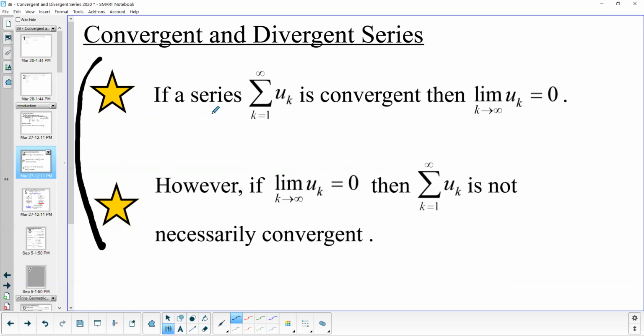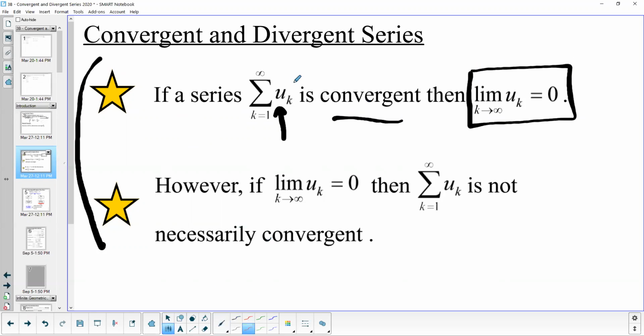But one of the things we need to focus on, again from section 3A, is the most important idea that if a series is convergent, then we know that the limit of u sub k is equal to 0. And what that basically means is, if we're looking at this particular value of the series, do the values of this approach 0 as k gets infinitely larger? So if you take the first term, and then the second term, and then the third term, and then the fourth term, are those values getting closer and closer and closer to 0? And so we said that if a series is convergent, then we know those values are getting closer to 0.